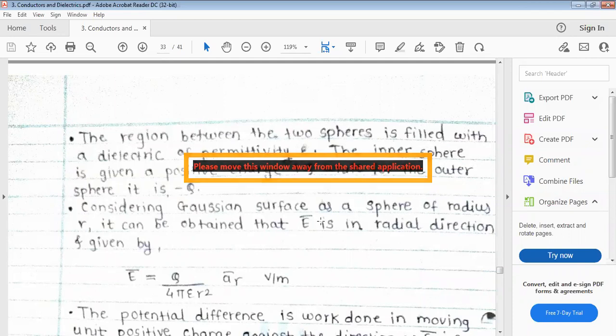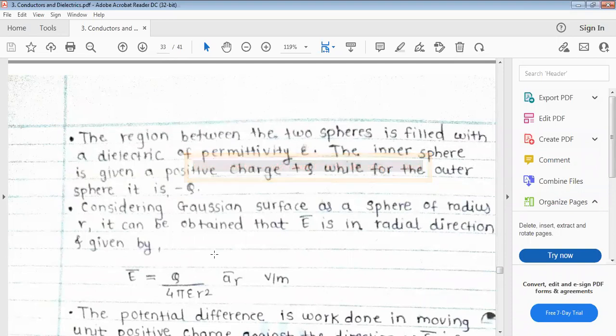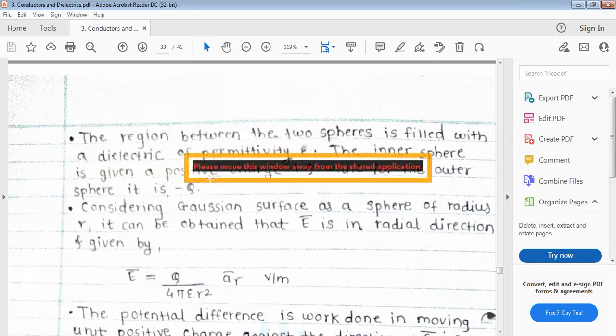It is a closed surface, and there are different charges, and the field is directed in the outward direction. We are considering that as a Gaussian surface, meaning Gauss law is applicable to such surfaces. So when E bar, the electric field intensity, is in the outward direction.